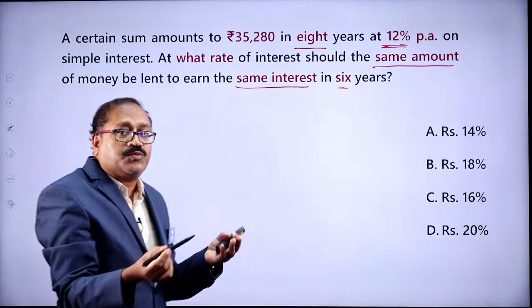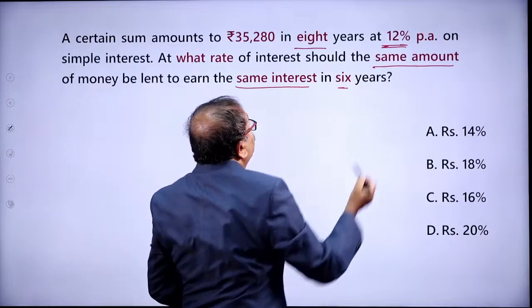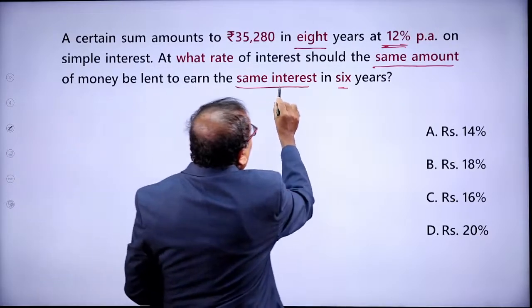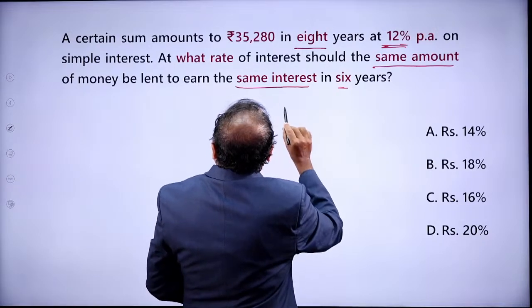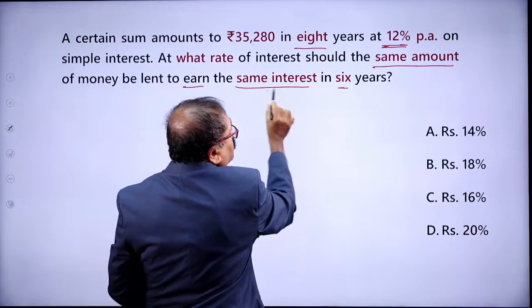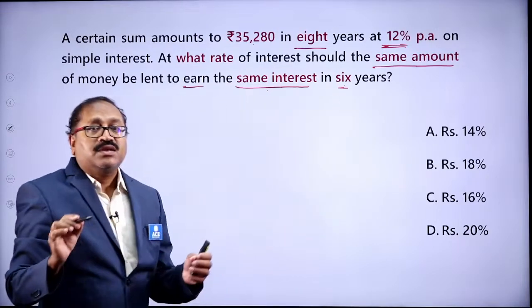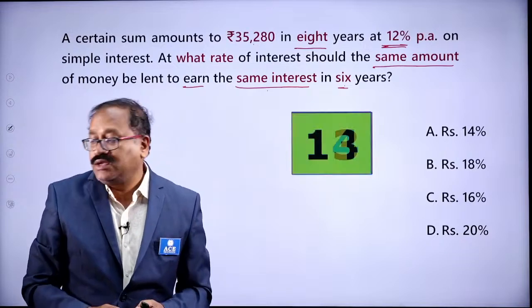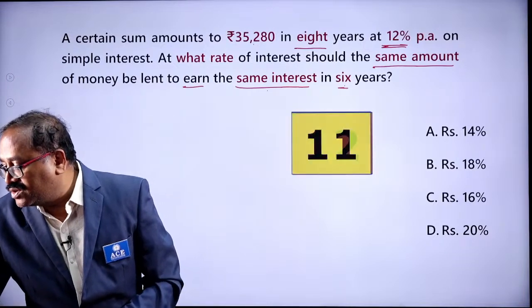so that is, the same principal actually. Here the amount means money. So the money lent at the same rate should earn the same interest. Whatever interest is there here, you should get the same interest in 6 years. So what should be the rate? I'll give 15 seconds for you to answer it, and anyone can answer the question.